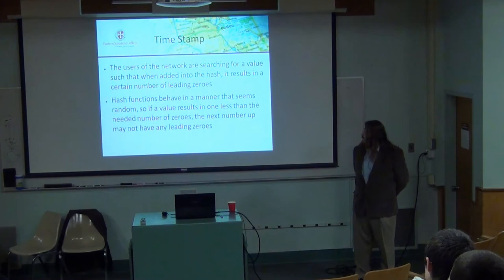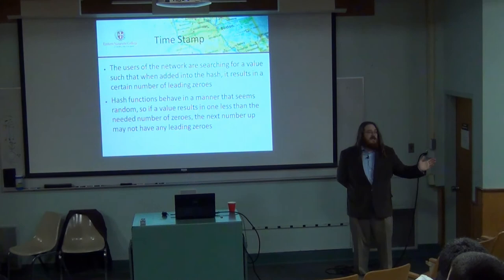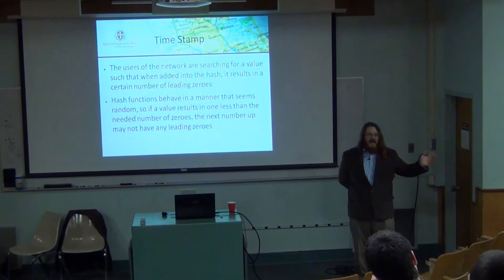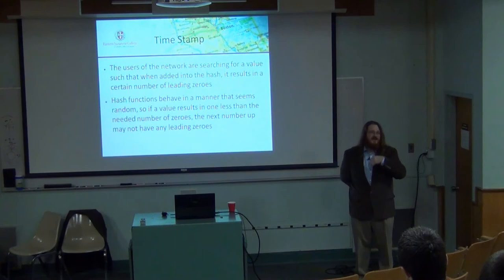So what's fascinating, right, so if some value, let's say 17, results in one less than the number of leading zeros you need, 18 could have no leading zeros. 19 could have one, 20 could have none. I mean, so it behaves really in a manner that would to you seem random. So the thing is, that value is really close, that doesn't matter. The value you're looking for may be a long ways off. Now, why does this help?